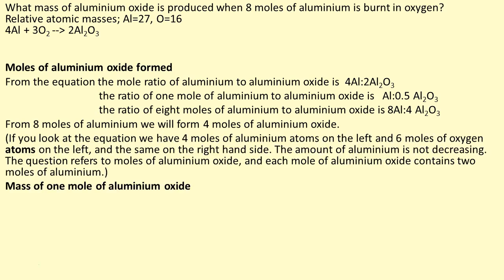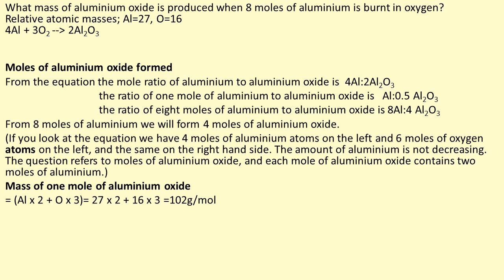We now need to work out the mass of 1 mole of aluminium oxide, which is going to be equal to the mass of 1 mole of aluminium atoms times by 2 plus 3 moles of oxygen atoms times by 3, which gives us a total mass of 102 grams.